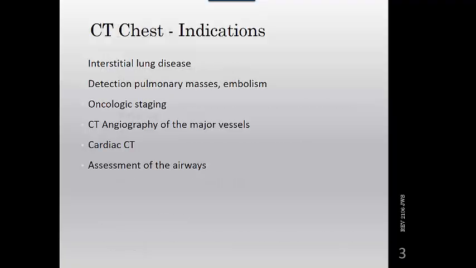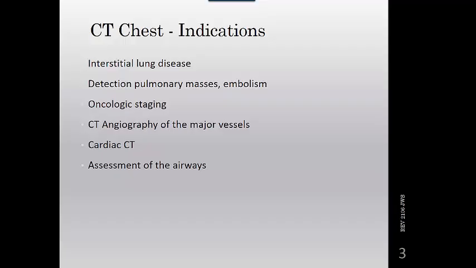Okay, the indications for CT chest include interstitial lung disease. Interstitial means the supporting structure or the tissue within the lung parenchyma in between the bronchioles. So interstitial is the supporting structure around the vessels and the bronchioles.